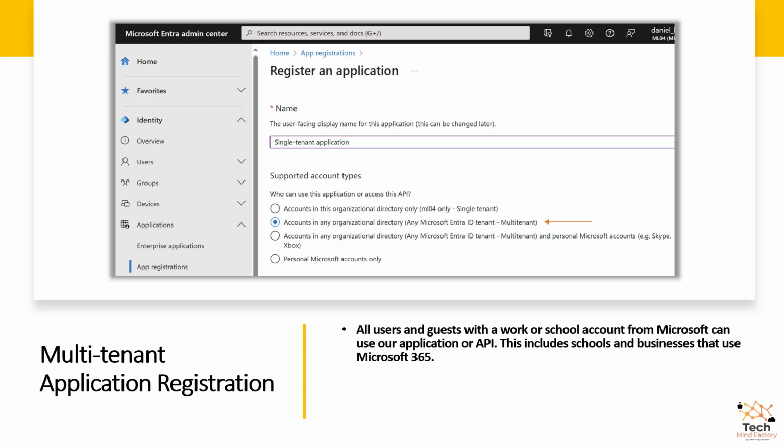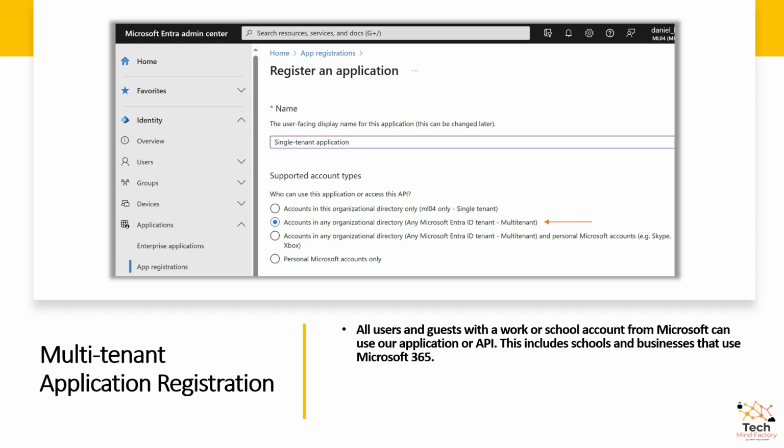So if we want to enable this application to be available for other people, other users from other Microsoft Entra ID tenants, we register these applications as multi-tenant, and we use option called accounts in any organizational directory. So any Microsoft Entra ID tenant, multi-tenant. If additionally we want to add support for personal Microsoft accounts, we select the third option.